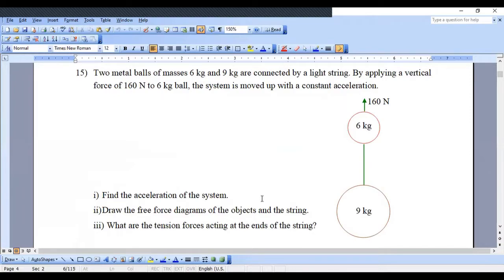Draw the free force diagrams of the objects and the string. What are the tension forces acting at? Right, they asked us to draw the free force diagrams. Free force diagrams means we should draw all the forces acting on each object separately. Now I'm going to discuss it. Look at the board carefully. I'll explain everything.